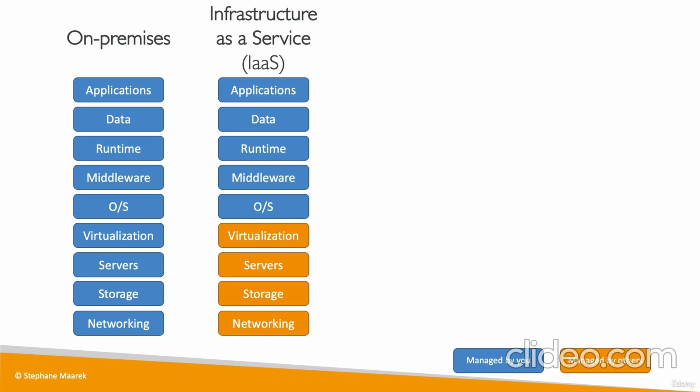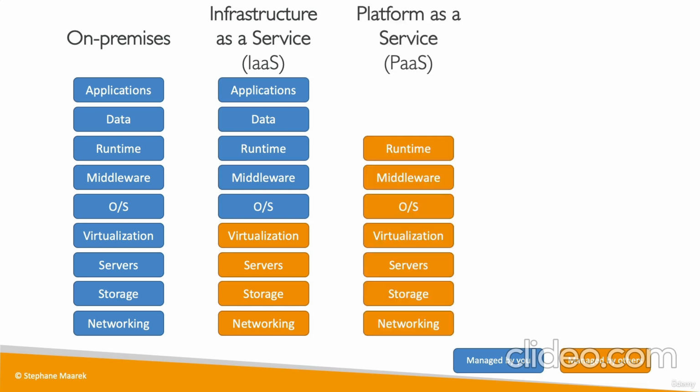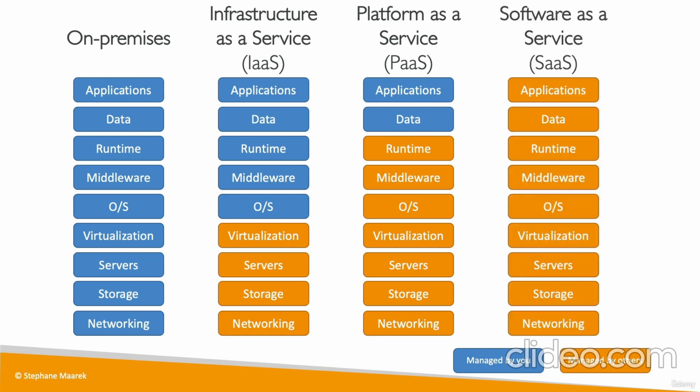With platform as a service, we manage even less. So everything from the runtime to the networking is managed by AWS, and the only thing we care about when we use a platform as a service is our application and our data. And finally, well, if you're using software as a service, everything is going to be managed by AWS.